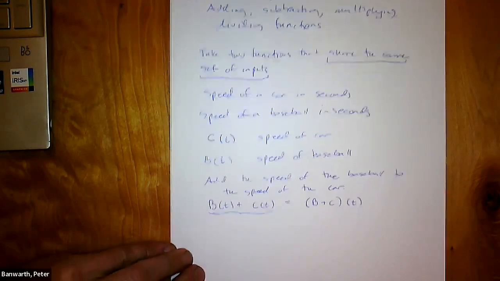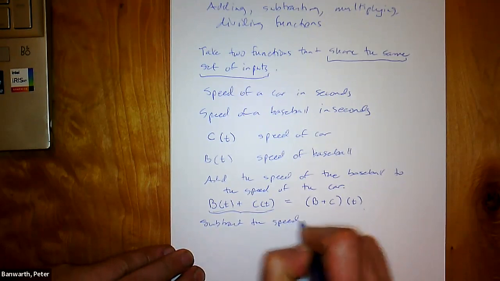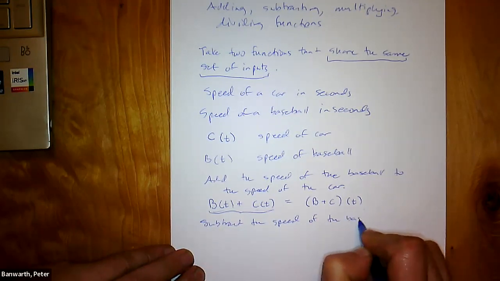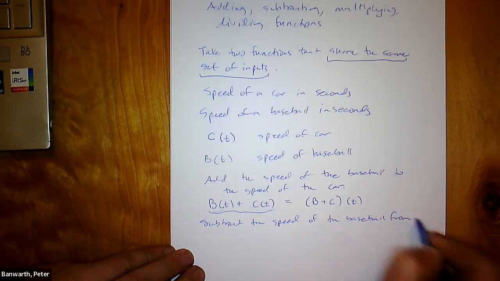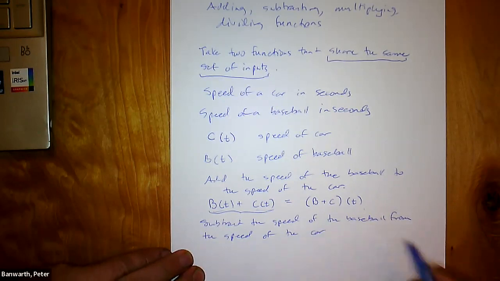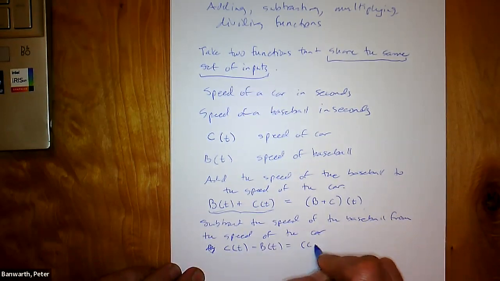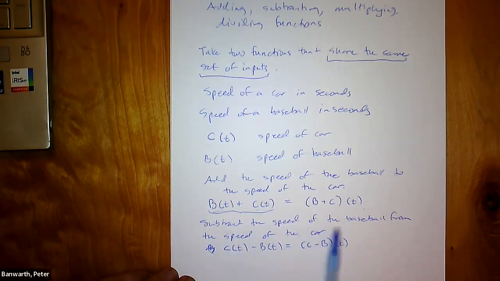You can subtract the speed of the baseball from the speed of the car. So that'd be c of t minus b of t, which we might write c minus b of t. And that would be like riding a car and then throwing the baseball in the exact opposite direction. And it's just subtracting one output from the other.